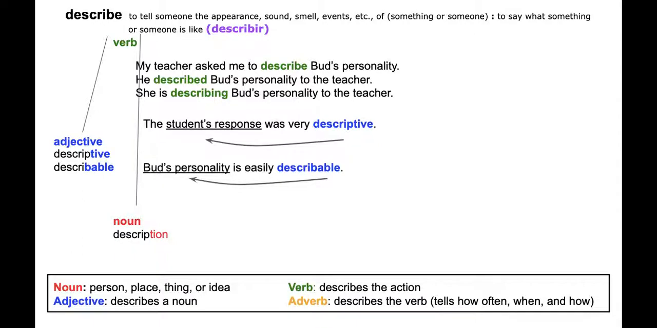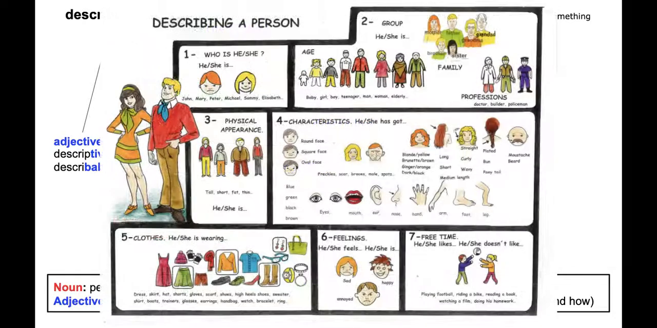Describe can also be turned into a noun, in which case it would be description. Your description of Bud helped me understand him better as a character. So when we describe a person, we can describe a person in a multitude of ways.